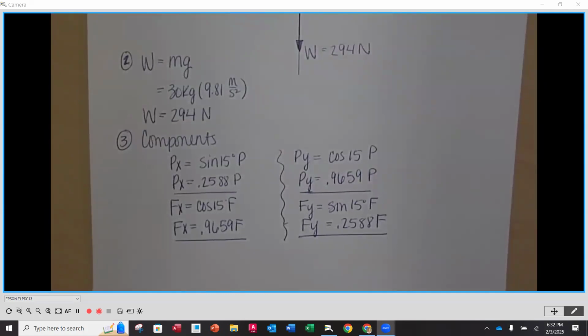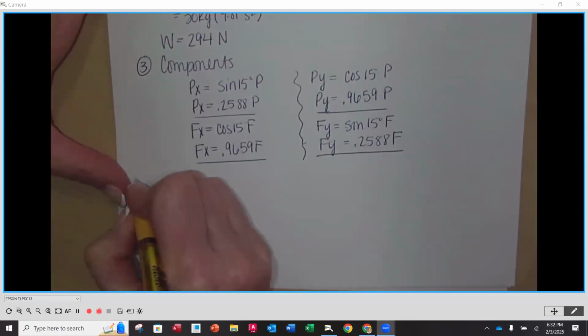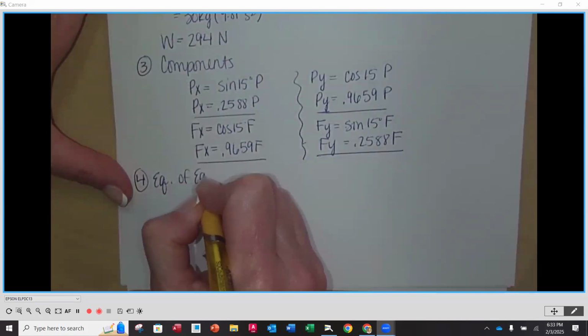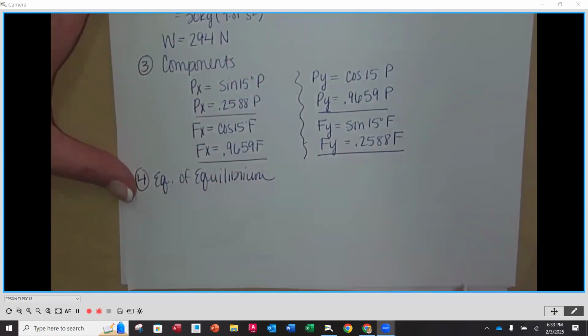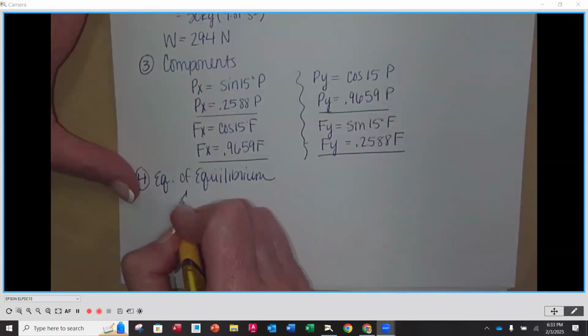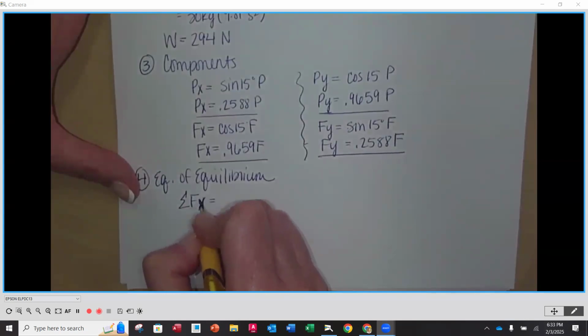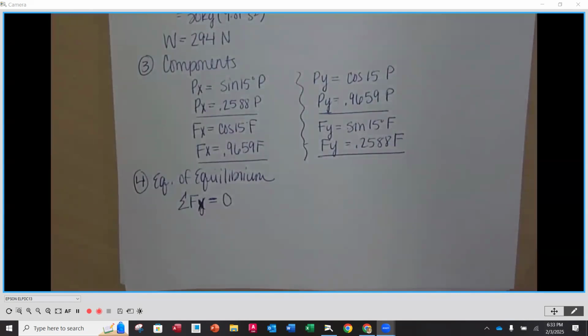Sum of the forces in the X equals 0, sum of the forces in the Y equals 0, and see what we have. So the next thing we're going to do is step number 4, our equations of equilibrium. Whether you start with the sum of the forces in the X or the sum of the forces in the Y does not matter, but you have to tell me you're going to do it.